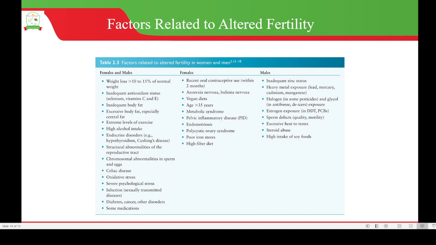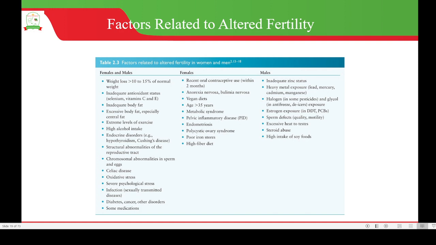Inadequate fat. Most of the hormones, reproductive hormones, are made up of fat. They are steroid in nature, and they require a lot of fats for their synthesis. So if the body does not have enough fat, definitely there is going to be subfertility or altered fertility. Excessive body fat, especially central fat, also contributes to altered fertility.